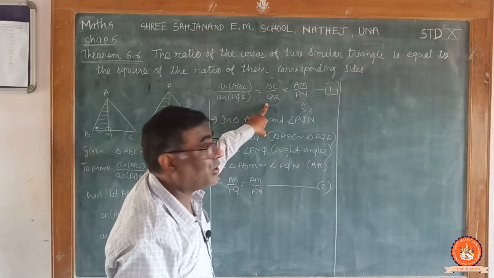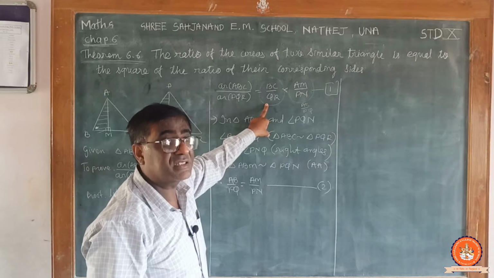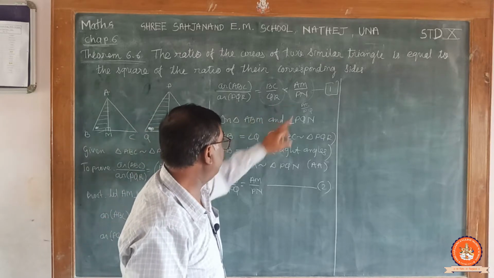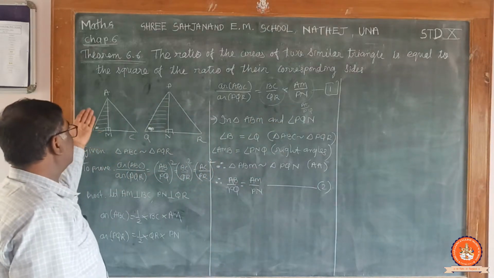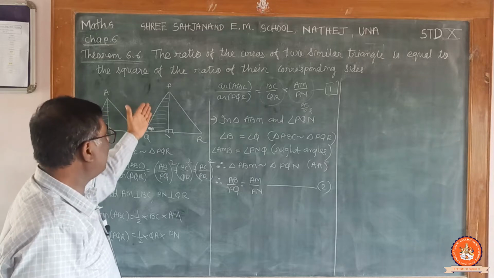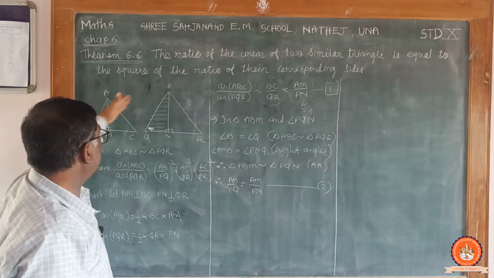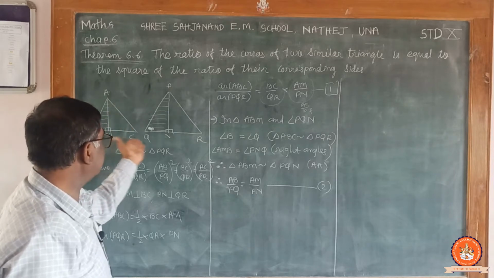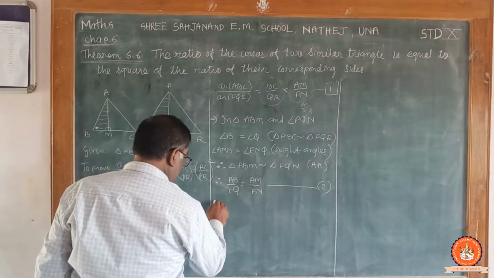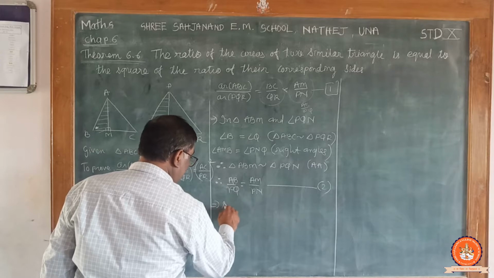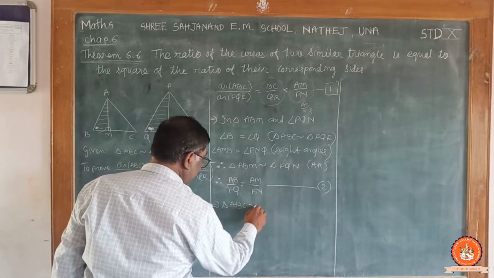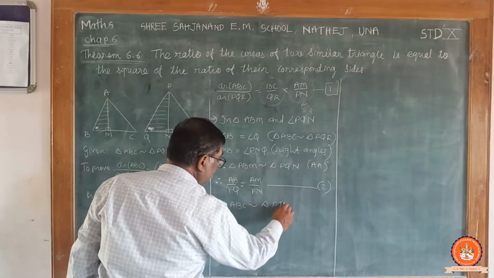So here we substitute the value of AM upon PN by AB upon PQ using result number 2, and BC upon QR must also be substituted by AB upon PQ. It is very easy because ABC and PQR are similar triangles, so the ratios of corresponding sides are equal. Triangle ABC is similar to triangle PQR. It is given.